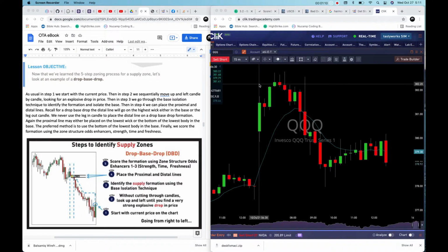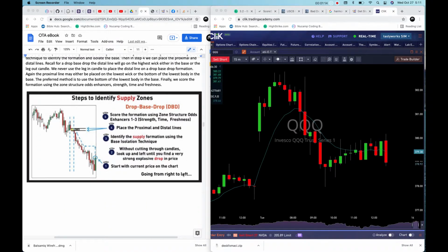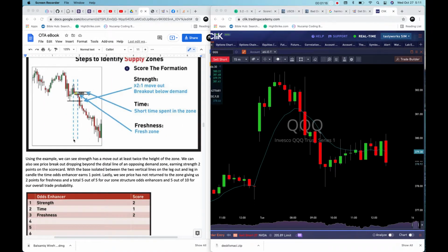And then finally, we score the formation using the zone structure, odds enhancers, strength, time, and freshness. Now looking at this example that we have here, we can see strength has a move out of at least twice the height of the zone. And then we can also see, based on the placement of this line, that price breaks out beyond the distal line of an opposing demand zone, earning strength 2 points on our scorecard.